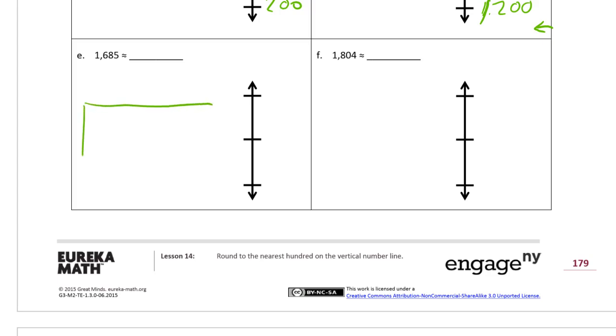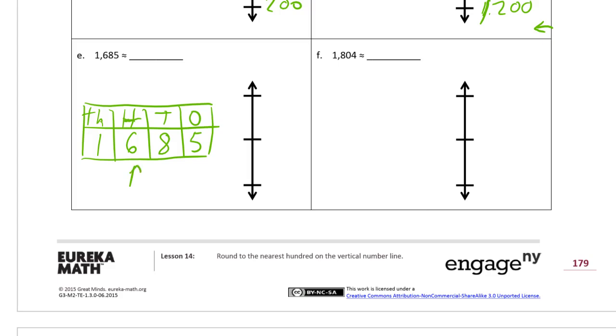And I'm going to make an HTO chart for this guy too. One, six, eight, five. And now you just look at the place values, right? And what we're trying to get here, so we're going to have 1,000, then we're just looking at the hundreds, right? So our bottom one is going to be 1,600. And then 100 more than 600 is 700, so this is going to be 1,700.